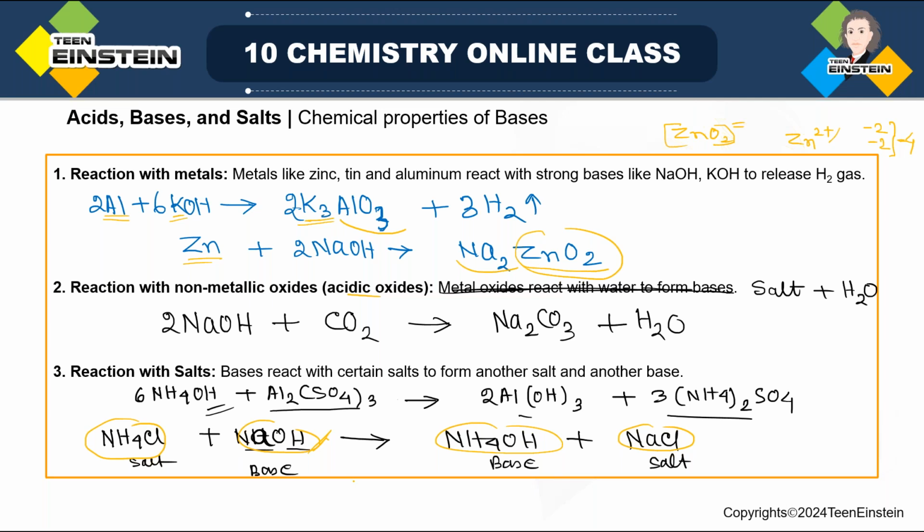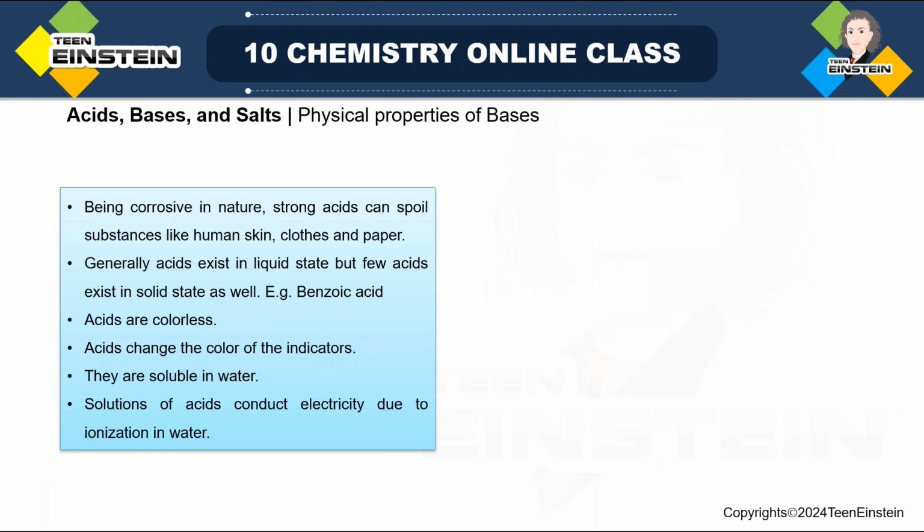So now we have completed the chemical properties of acids and bases. Next, we will see the physical properties of acids and bases. Basically, here we have taken both acid and base, not just base. So first, it will be the discussion for acids. Physical properties of acid. They are corrosive in nature. So when you have some strong acid, they can spoil substances like human skin, clothes, paper. And that is why whenever we are working in the laboratory, handling acid, we should wear gloves, especially if it is concentrated.